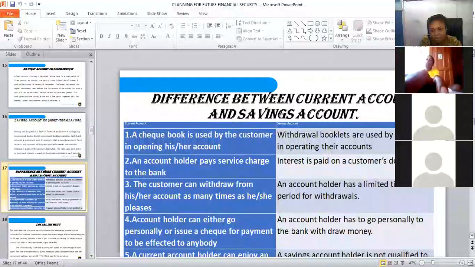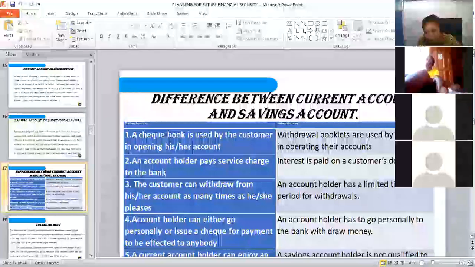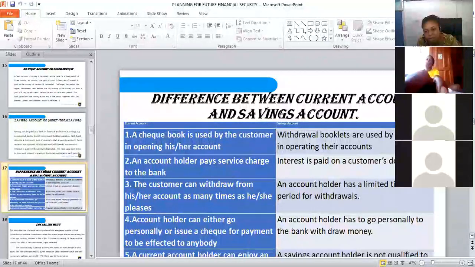And one thing you must notice: with the savings account, we learned that with the current account, when you are operating it, the check, you can use it to pay your debt, provided your customer is willing to accept your check. But in the case of a savings account, you cannot sign a withdrawal leaflet for somebody to go and cash. It is you, the account holder, who has to cash and then pay back. You get that point?